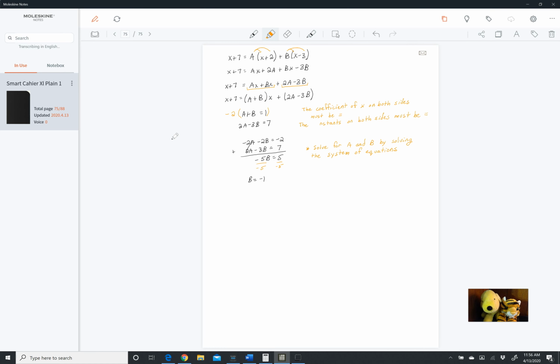And then you can either find a by eliminating b, so you can multiply this by +3, or you could just plug in here. A plus -1 is equal to 1. So you can add 1 to both sides. And if we add 1 to both sides, we get a equals 2. Sorry, I meant to say +1.